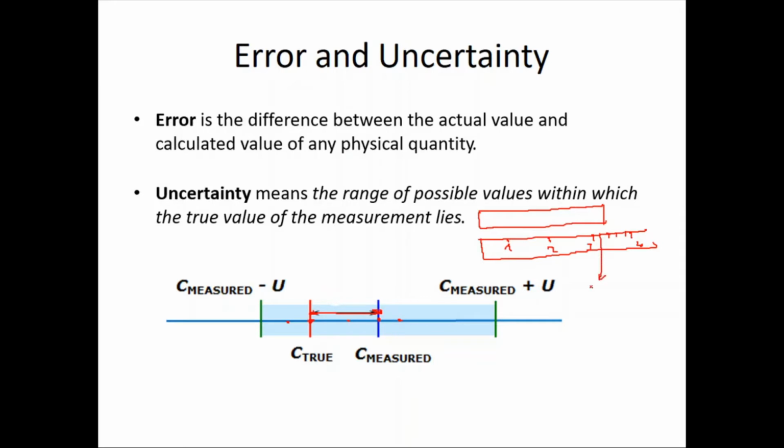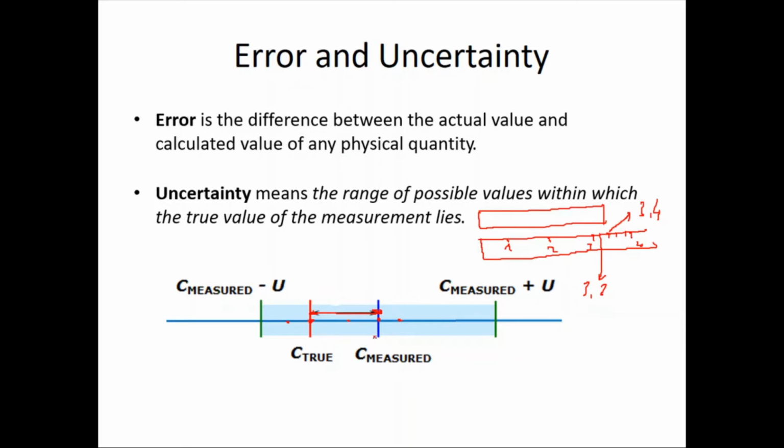This is the point 3.2, and this is the point 3.4. So our measurement is going to be something between 3.2 and 3.4. So we have some uncertainty here. That's why all measurements include some uncertainties.